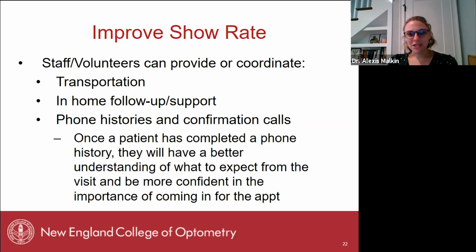And by getting that history ahead of time, the patient has a much better understanding of what they will expect from the visit. And so they're more likely to show up for their appointment because now they're more sold on that idea. And they understand that they're not going in for a cure to their vision impairment, but they're going in to address those specific functional complaints.